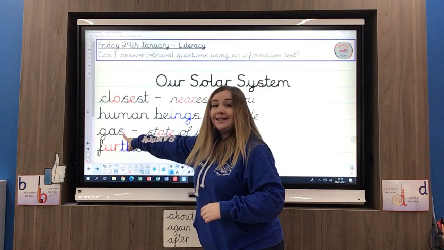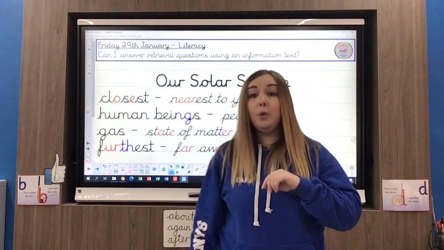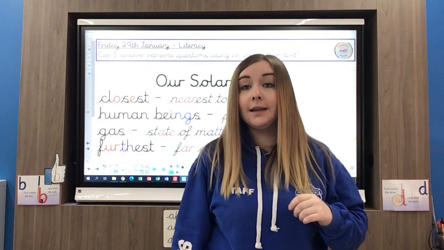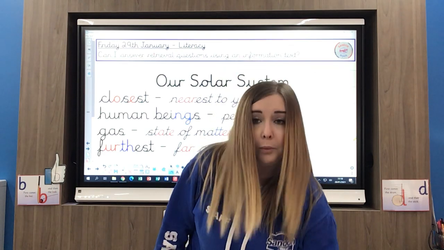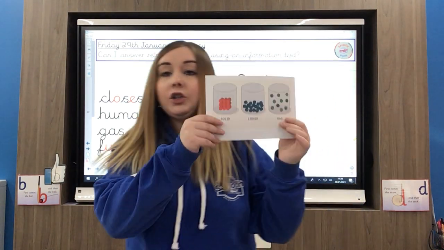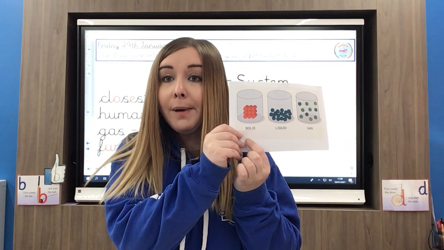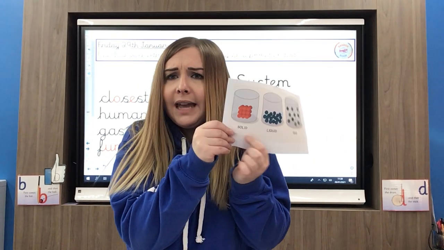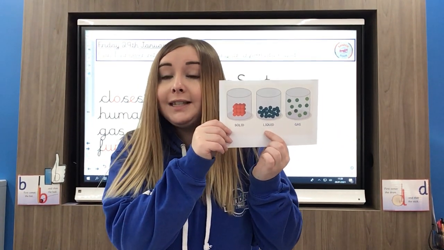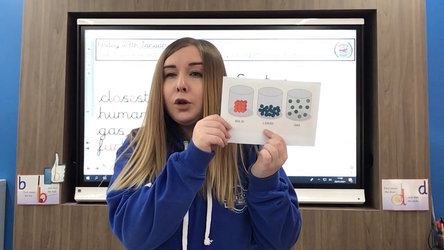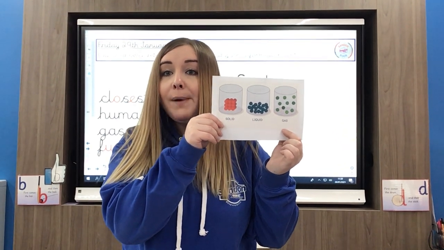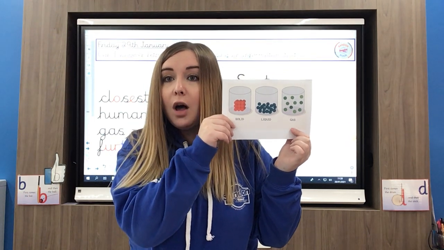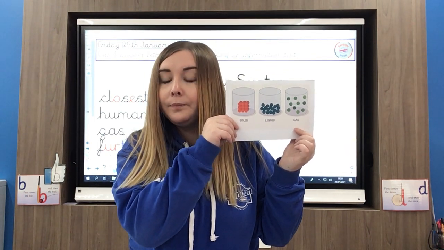Got gas. And if you've been doing your Oak Academy learning in science, we've been learning about the different states of matter. Okay, so we've got a solid, where our particles are all really, really close together and can't move. We've got a liquid, where our particles can move a little bit. And then we've got a gas, where our particles will spread out as far as they can.